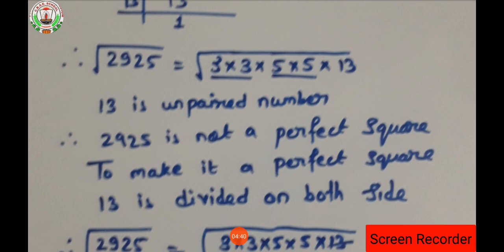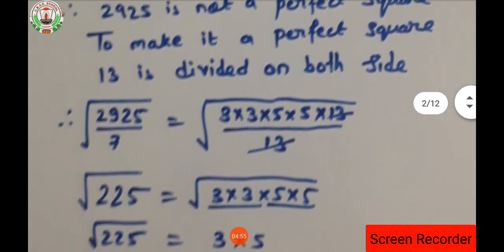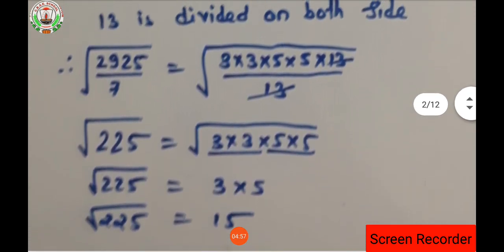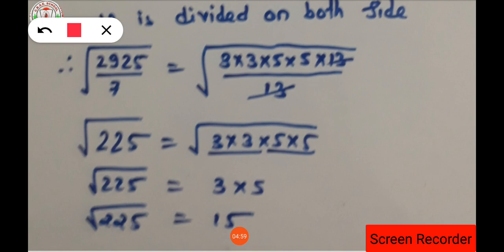So in order to make 2925 a perfect square, by which number do we have to divide? By the number 13. The number which is unpaired, with that number only we are going to divide. So when we are going to divide the number, we have to divide it by 13 on both sides. This one is not 7, it is 13.